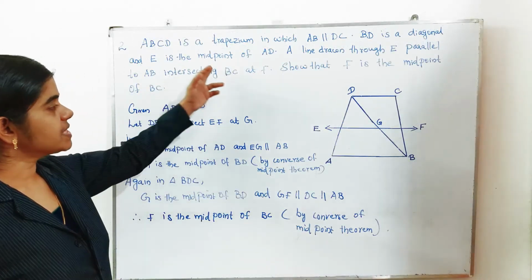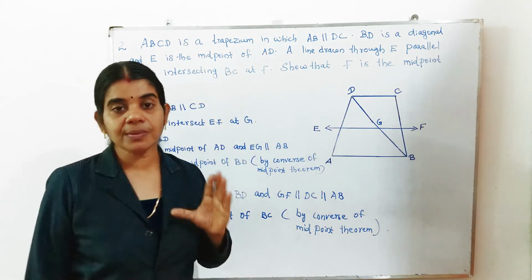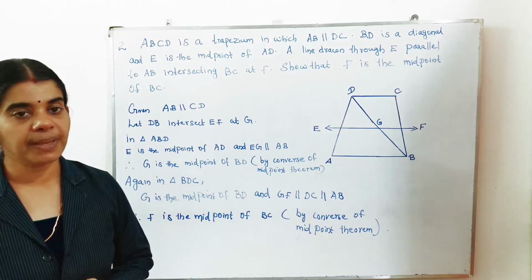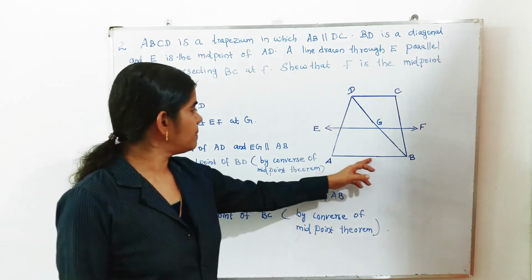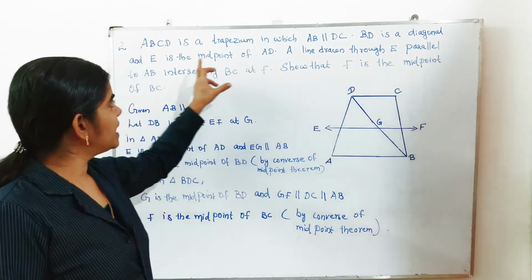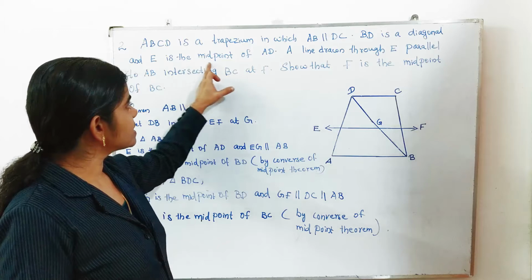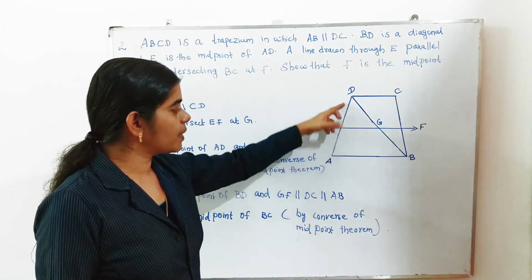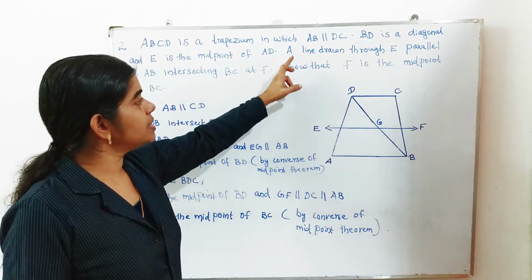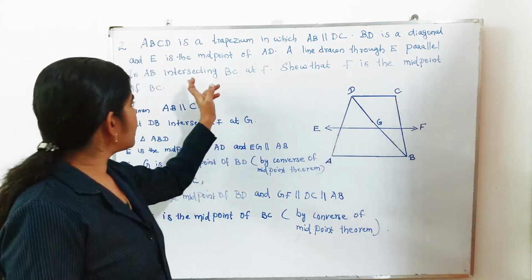Second question: ABCD is a trapezium in which AB is parallel to CD. Trapezium means, as you already know, that one pair of sides will be parallel. Here AB is parallel to DC, or CD, is given. BD is a diagonal. E is the midpoint of AD. Through E, we are drawing a line parallel to AB.